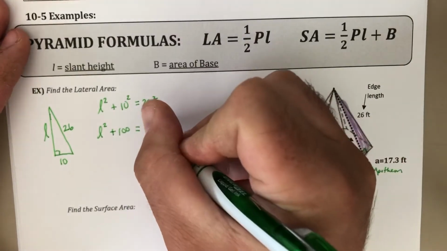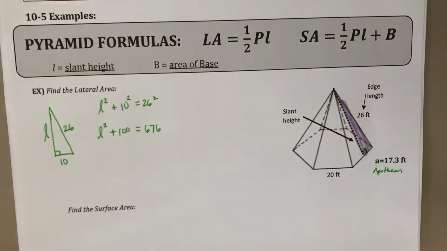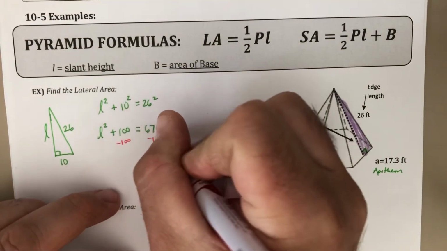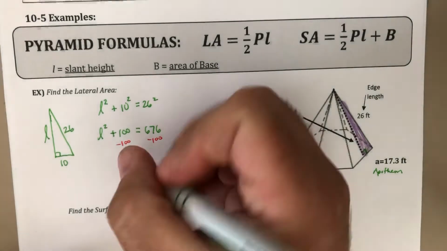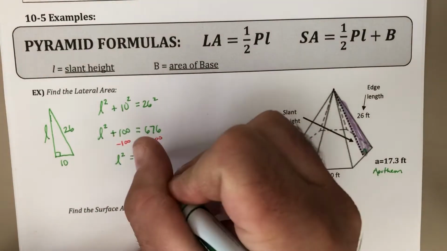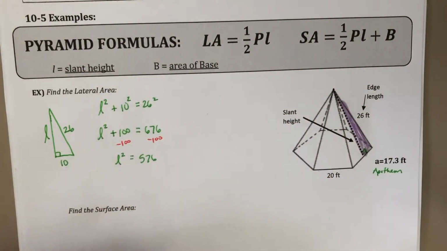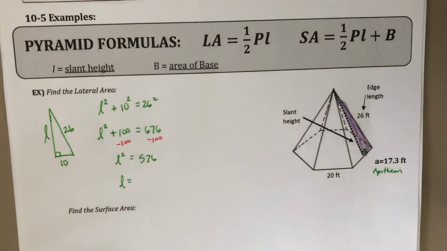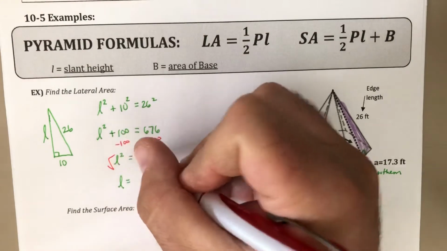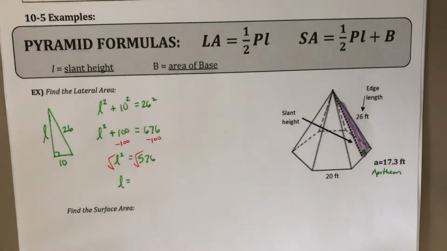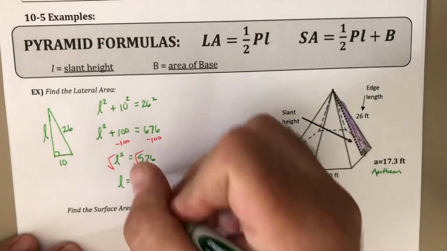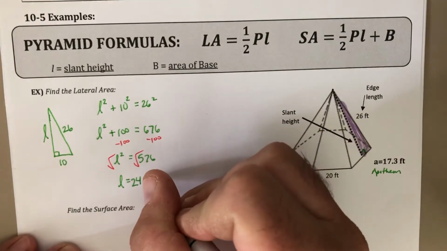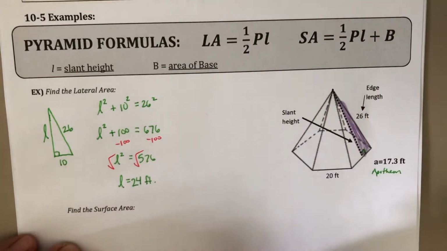26 squared is 676. All right, then we'll subtract 100 from both sides. Right, we're solving for L. So L squared is going to give us 576. And then if you remember from here, to get L equals, right, we don't want L squared, we just want L. This is where we have to then square root both sides. Like that. Square root of 576 is 24. So our edge length, or excuse me, our slant height is 24 feet.